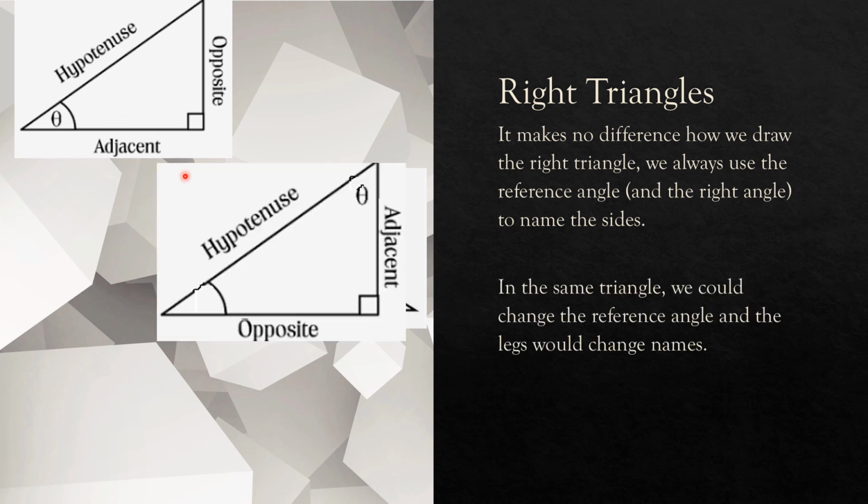In the same triangle, we can change where the reference angle is. Here it was down in the left side, and now we have it up at the top. Now that we have it up at the top, the leg next to the reference angle is the adjacent leg. Notice that if you were to measure these two triangles, the opposite leg in this top triangle would be the same measure as the adjacent leg in this one. Because we have used a different reference angle, we now switch the opposite and adjacent legs.